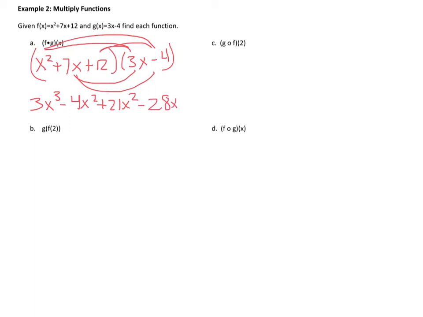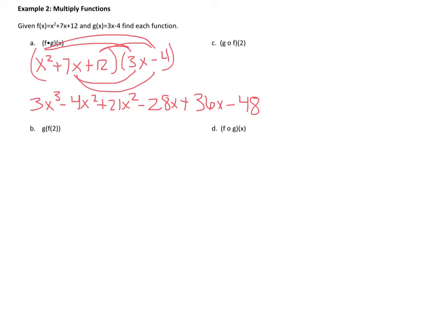Then we have 12 times 3x, which is going to give us 36x. And then we're going to have 12 times negative 4, which is going to give us negative 48. The last thing we have to do is combine any like terms that we have.